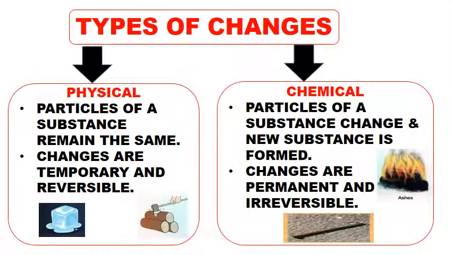Now we have types of changes. Let us study physical and chemical change. Physical change. When the change occurs only in the shape, size and state of matter, it is called physical change. It is temporary and can be reversed. That's why these changes are also called reversible change. And in this, no new substance is formed.